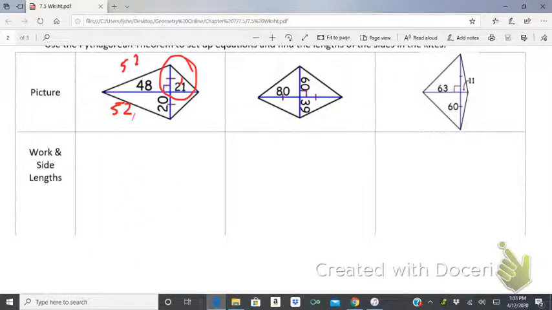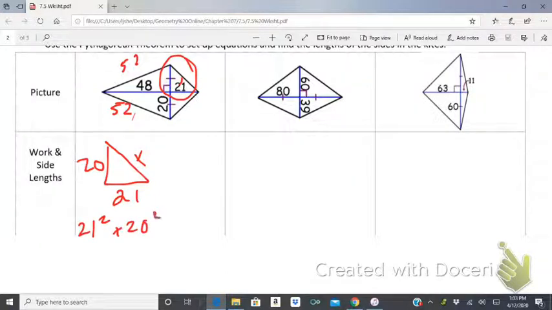So now I'm going to look at this smaller triangle here. This side is 21, this side is 20, this side is x, so it's going to be 21 squared plus 20 squared equals x squared. When you do all that math, you end up finding out that x equals 29. So that means this is 29 and this will be 29.